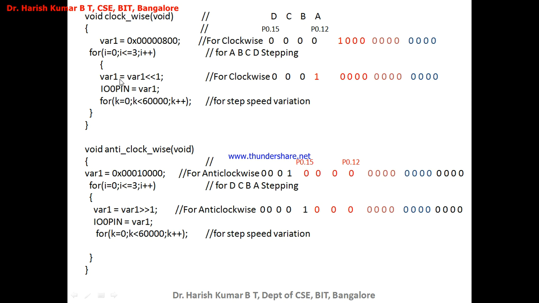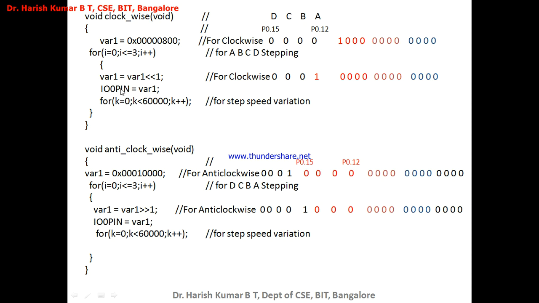Yeah, and that is assigned to var 1. So new var 1 value will become this, left shifted by 1 bit. And now IO0 pin is equal to var. The data is now 0 0 0 0, and this is 1 0 0 0. That is what the value of var is when I do this. And the same thing is being assigned to IO0 pin.